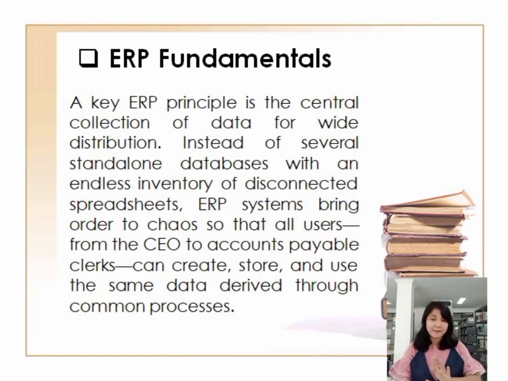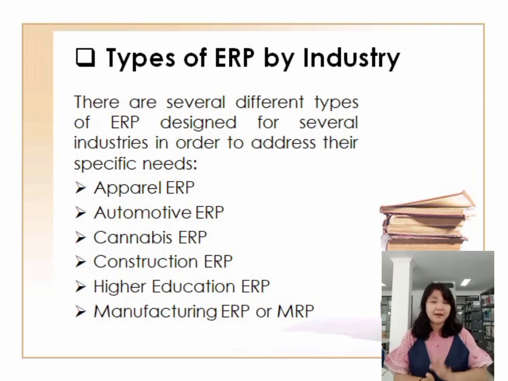A fundamental, key principle of enterprise resource planning is the central collection of data for wide distribution. Instead of several standalone databases with an endless inventory of disconnected spreadsheets, enterprise resource planning systems bring order to chaos, so that all users, from the CEO to accounts payable clerks, can create, store, and use the same data derived from common processes.